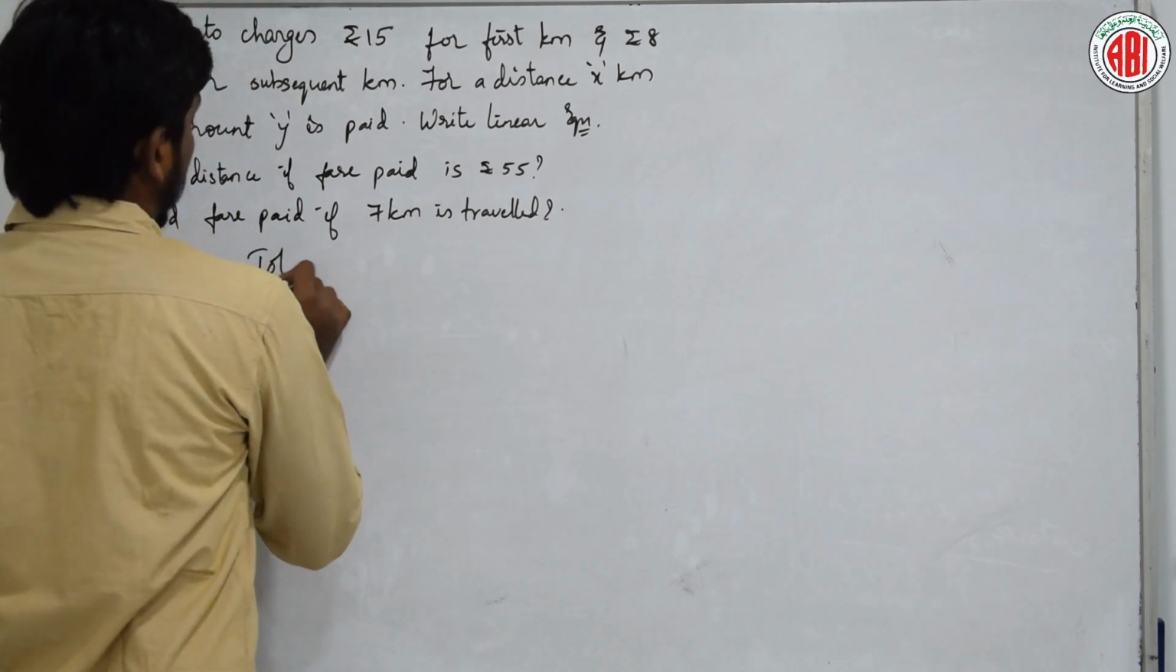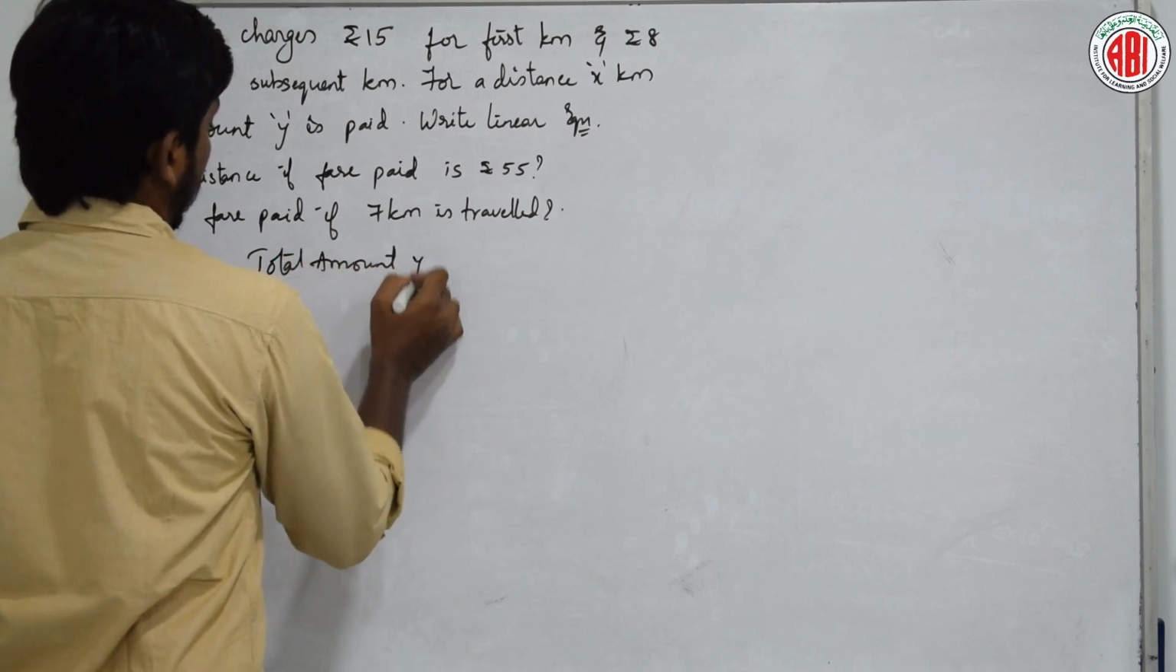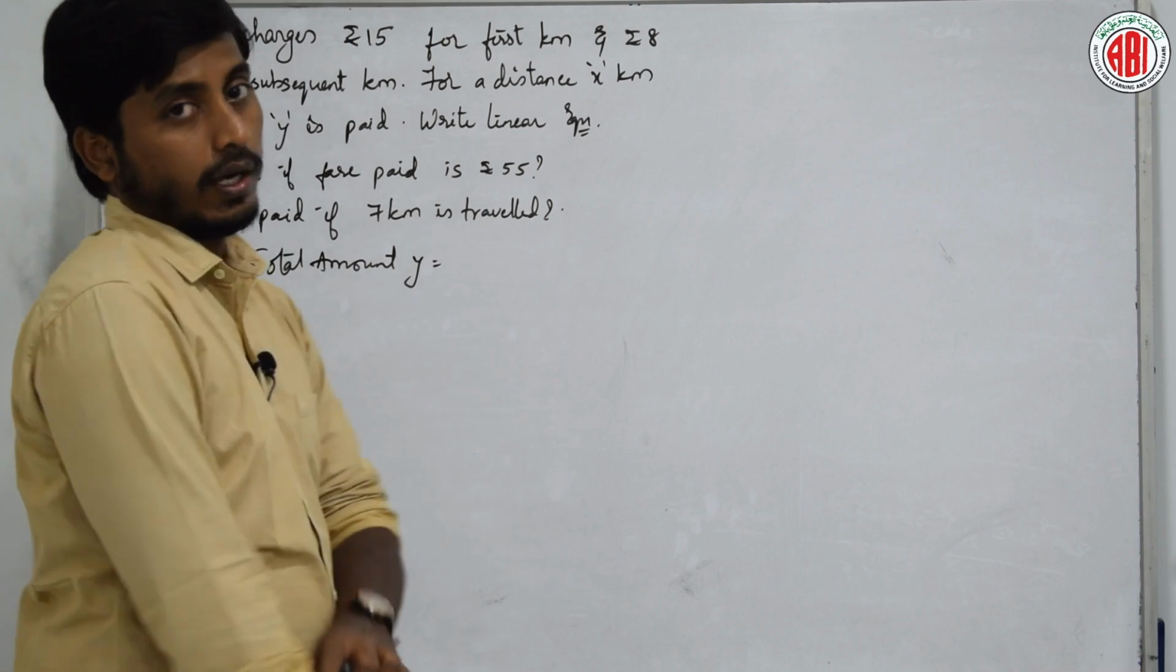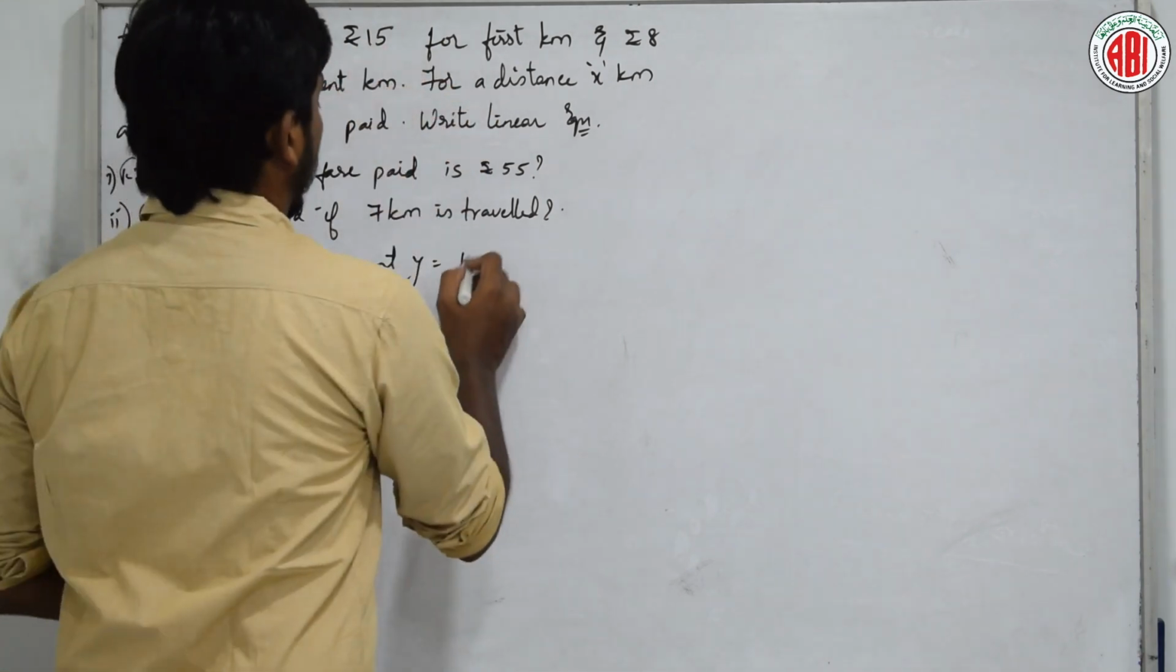Total amount y is equal to, the minimum amount is 15.